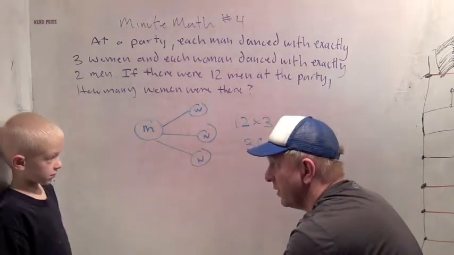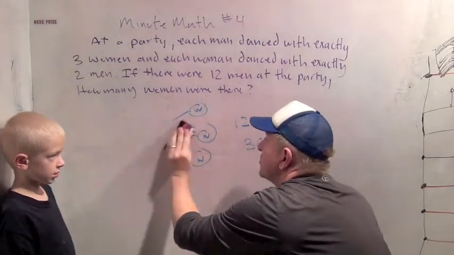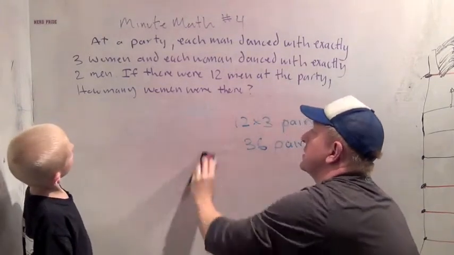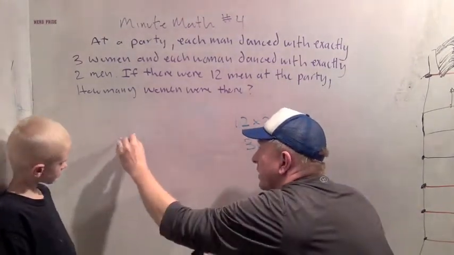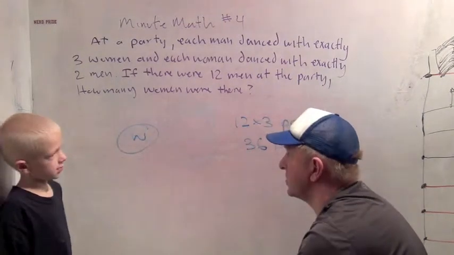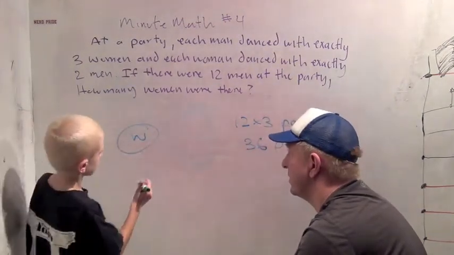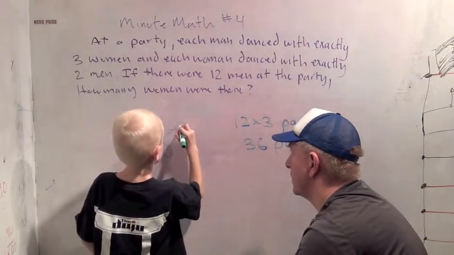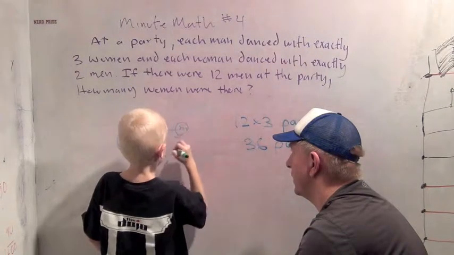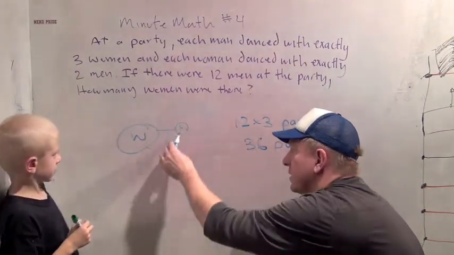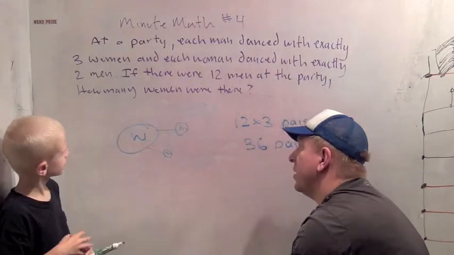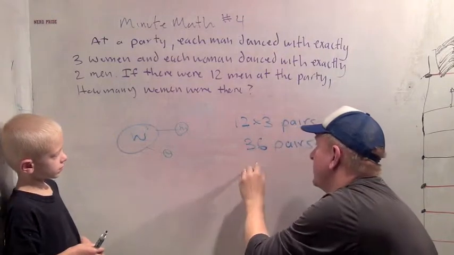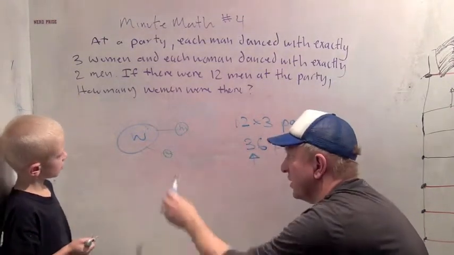Okay? All right? Now, each woman dances with how many men? What does the problem say? 2. 2. Okay, so when I make the woman, how many pairs does she have? 2. Okay, why don't you draw them for me? Okay, each woman has 2 pairs. So since they each have 2 pairs, how many women do we need to make 36 pairs if each one has 2?